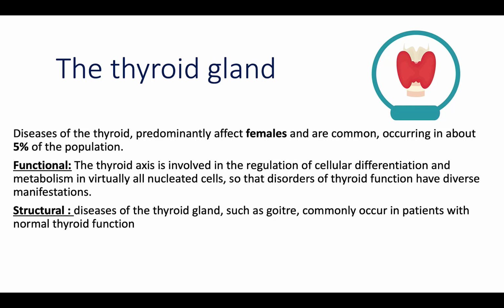Disease of the thyroid gland most commonly affects females, in 5% of the population. We have functional and structural disease. But first, we must know the function of the thyroid. The function of the thyroid consists of two: the first one is regulation of cellular differentiation, and the second is metabolism in virtually all nucleated cells. So that means any disorder of the thyroid function has a diverse manifestation. Regarding the structural disease, it means just enlargement, such as a goiter, but the thyroid has a normal function.